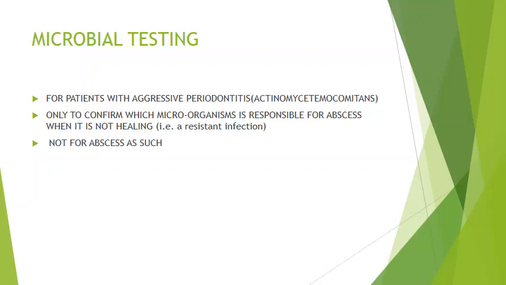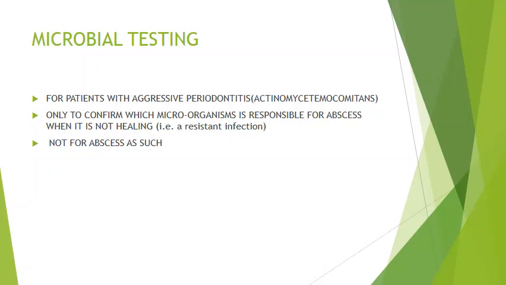And generally in abscesses, we do not do microbial testing until and unless it is a resistant infection. In those cases only, it is done to confirm which antibiotic is to be given, based on which microorganism is responsible. So basically, just forget about it. Whenever a dental abscess is given, you do not choose this option until and unless it is a resistant infection. Most likely, whenever aggressive periodontitis is given in the history, you will choose this microbial testing option.